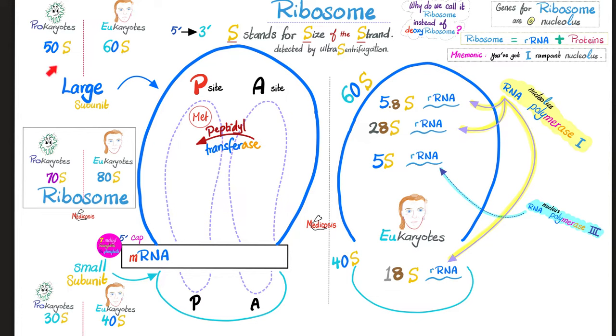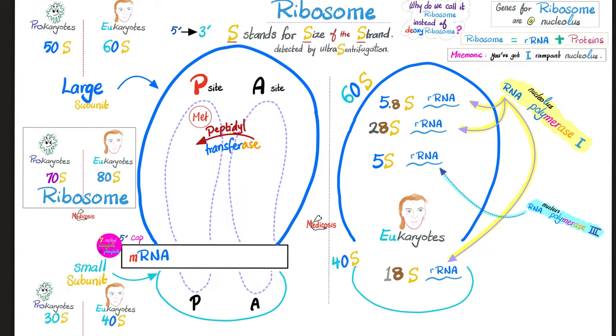Unfortunately, students will try to add the large to the small subunit, and they will say, oh, 50 plus 30 equals 80. So why is this not 80? Because it's not math, it's not addition. This is just a number by ultracentrifugation, which depends on the size of the strand. So we say that prokaryotes in total have a 70S ribosome, not subunit, an entire ribosome. And eukaryotes, like you and me, we have the 80S ribosome. Each one of our ribosome has large subunit and small subunit.